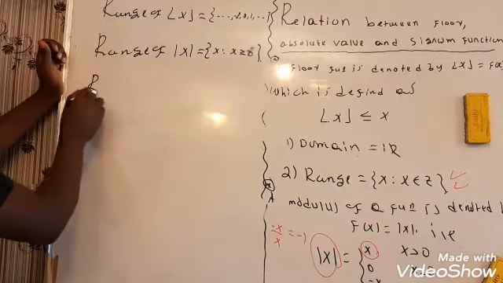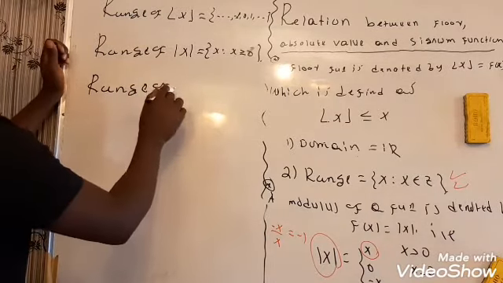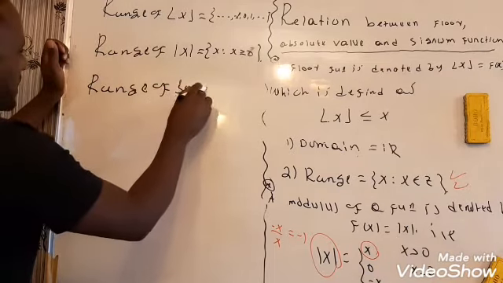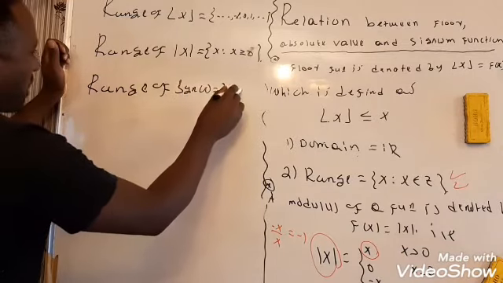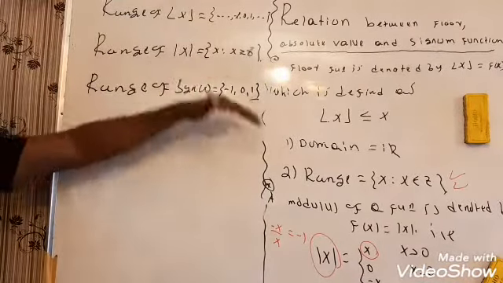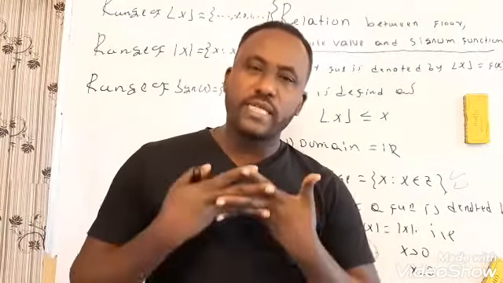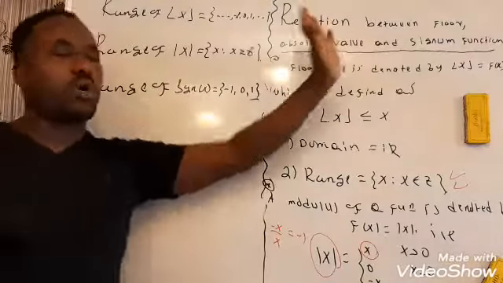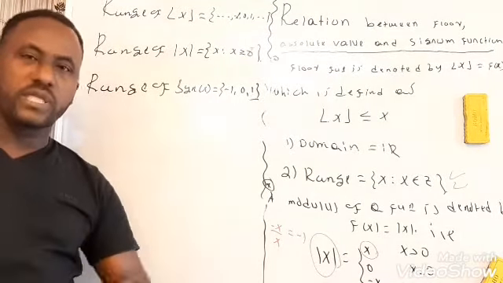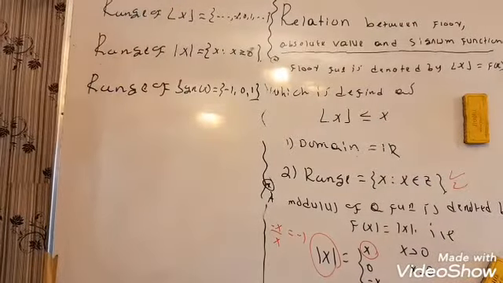What is the range of the signum of x? Signum of x has range minus 1, 0, and 1. So what is the important relation between these? The domain, as I told you, is the same for the floor, signum and modulus functions. What is the important relation between their ranges?